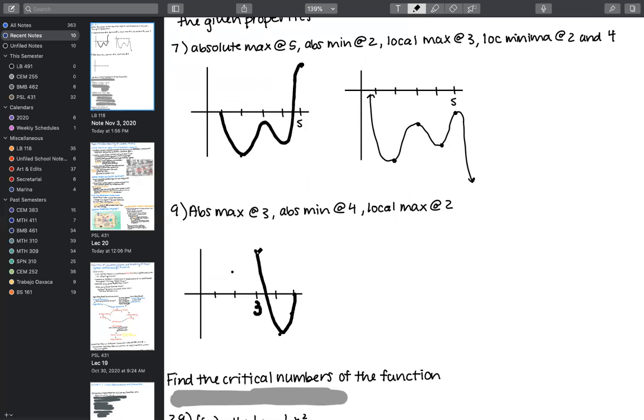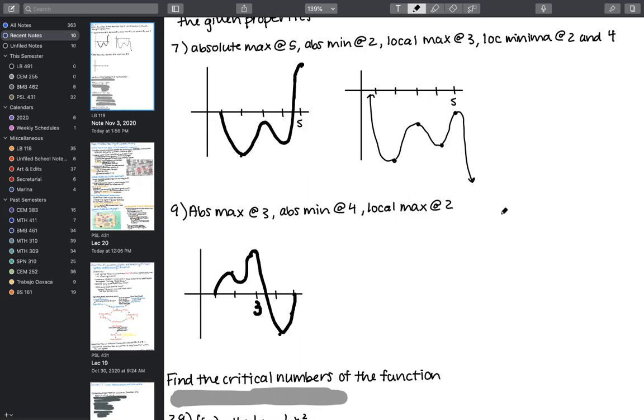What we're going to have to do in order to make this here a maximum is some squiggling. So we'll bring it down here. Oops. Let's do it like that. Something like that. Local max at 2. Yep. So this is how I would do this problem.